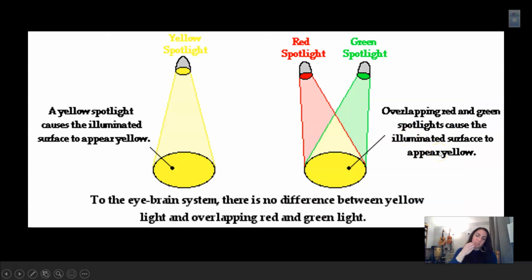And this just blows my mind. You could either use a yellow stage light or take a red and a green one and put them over each other, and you actually will have yellow light. Your eye doesn't know the difference between these two scenarios. Pretty wild.